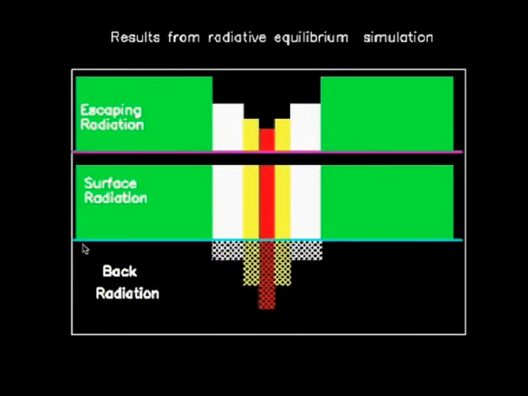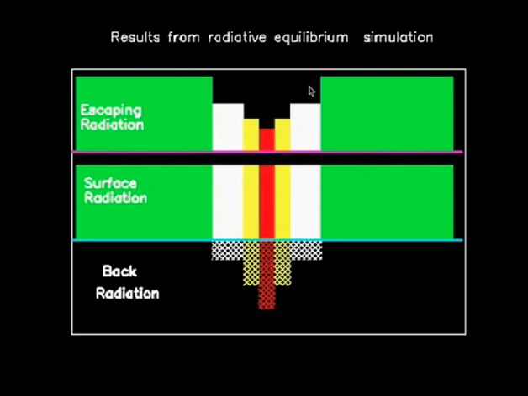For our toy model molecule, we present the results by simply counting the number of each of the colors that escape and the number that are back radiated. The blue line represents the Earth's surface, and the area of the solid rectangles labeled surface radiation represents the number of photons emitted from the surface. The magenta line represents the top of the atmosphere, and the area of the solid rectangles labeled escaping radiation represents the number of escaping photons.